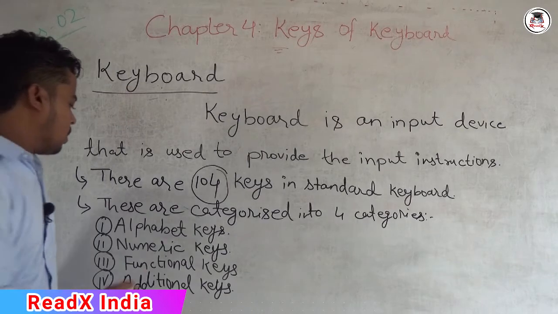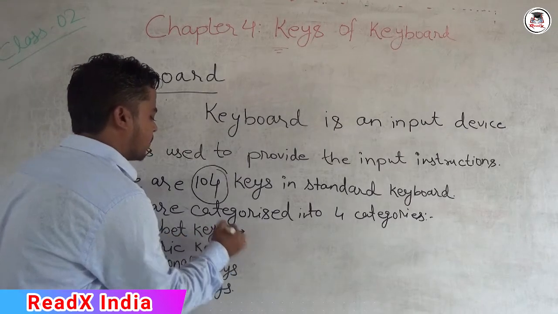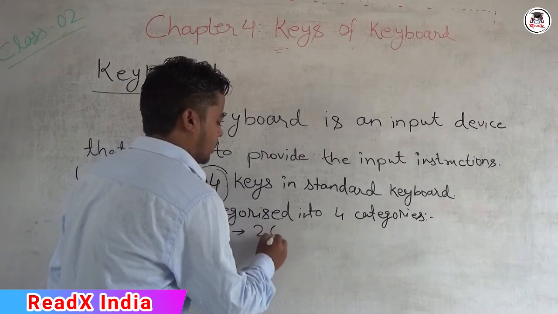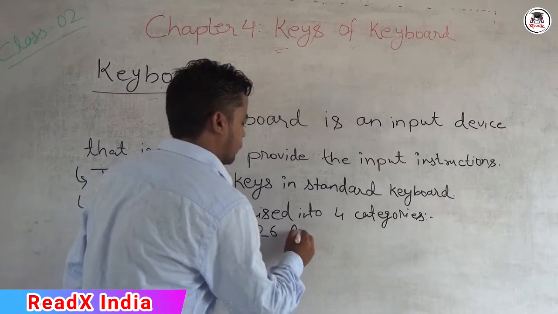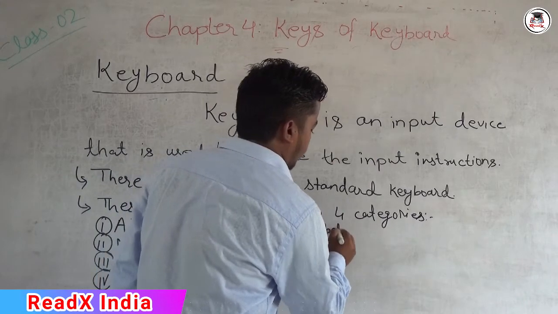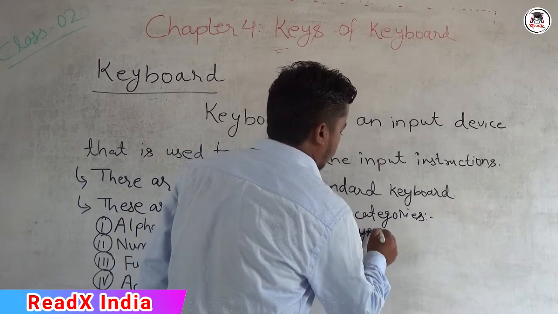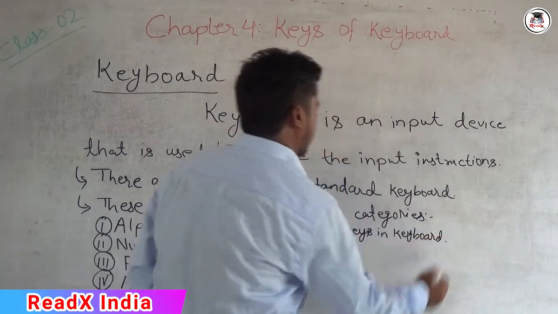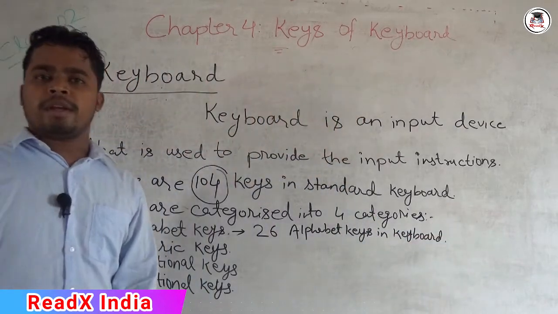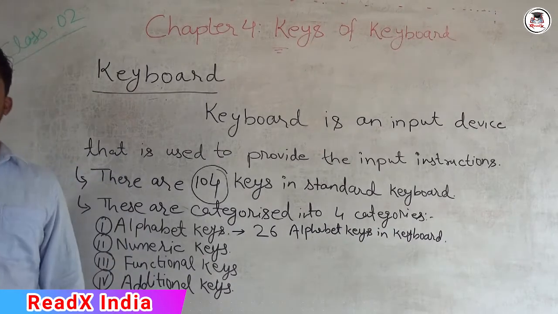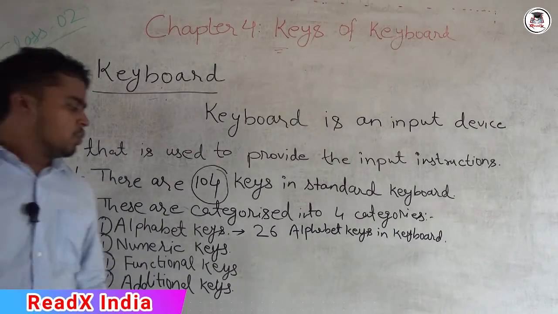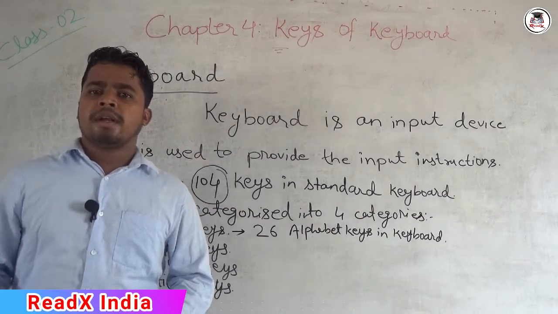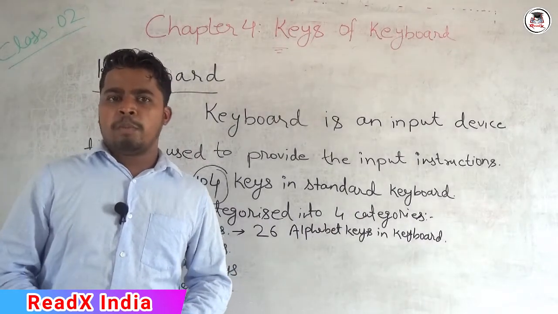So first of all, the first keys which are present are alphabet keys. So total there are 26 alphabet keys in keyboard. Okay, how many alphabet keys are there? Total 26, that is A to Z. Okay, so with the help of these alphabet keys you can type all the alphabets.